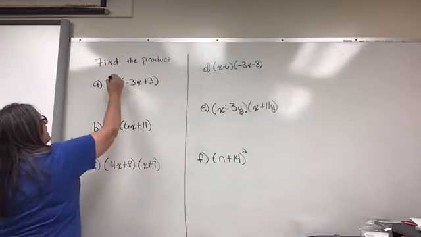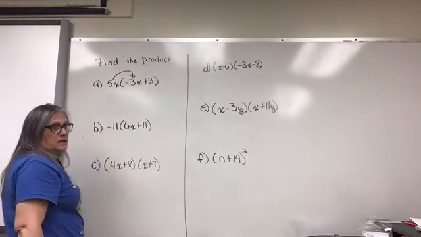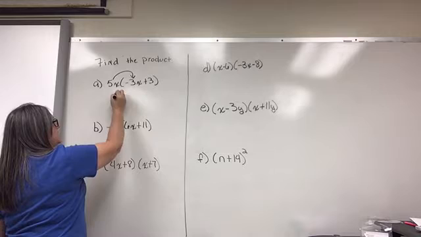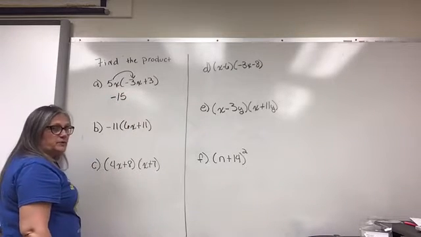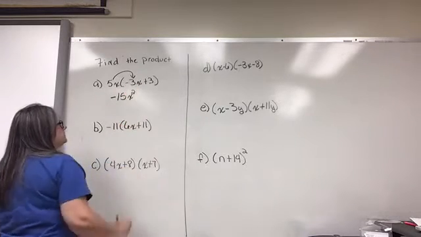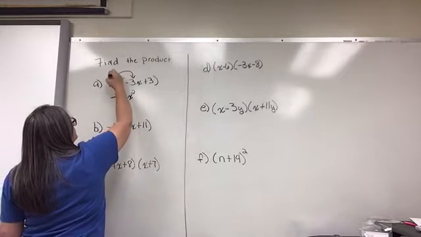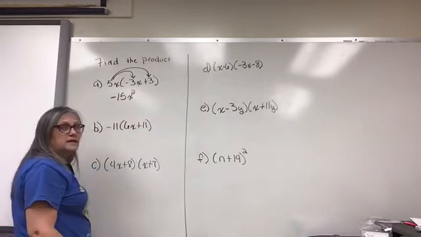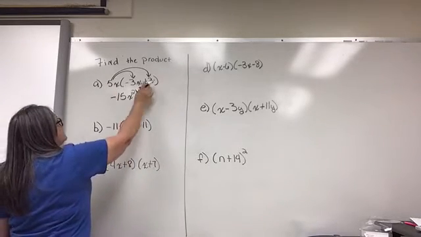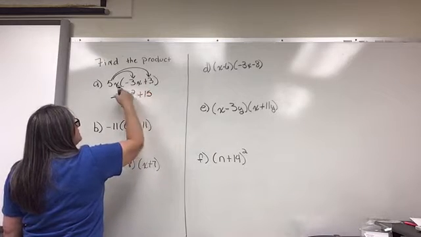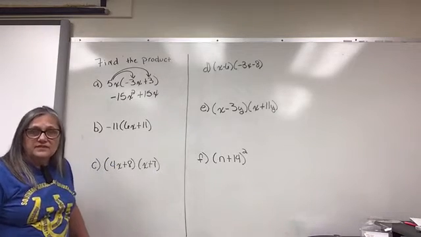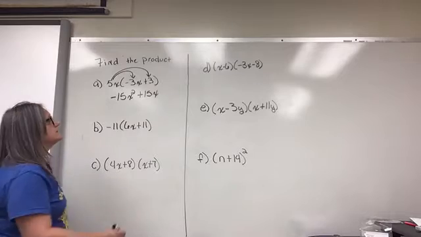So let's look at A. I'm going to take the 5x and multiply it times the negative 3x. To do that, I multiply the coefficients. So 5 times negative 3 would be negative 15. And then I multiply the variables. So x times x is x squared. Now I distribute the 5x to the 3 because I have to multiply by everything inside the parenthesis. So 5 times 3 is positive 15, and the x just kind of hangs on for the ride. So my answer is negative 15x squared plus 15x.